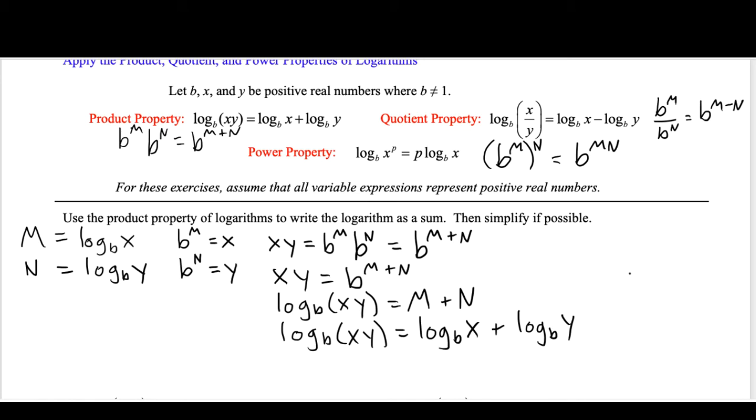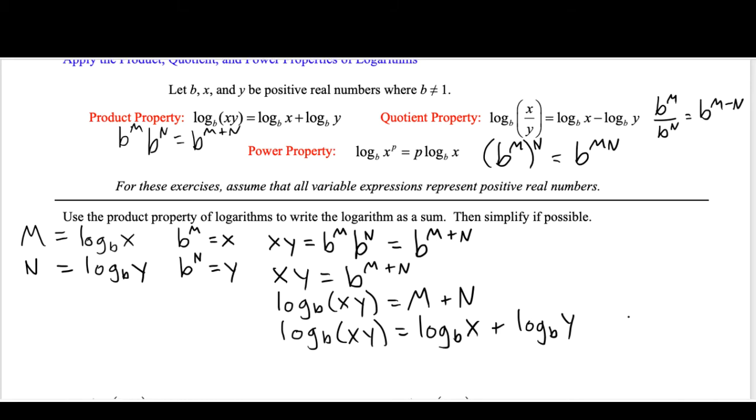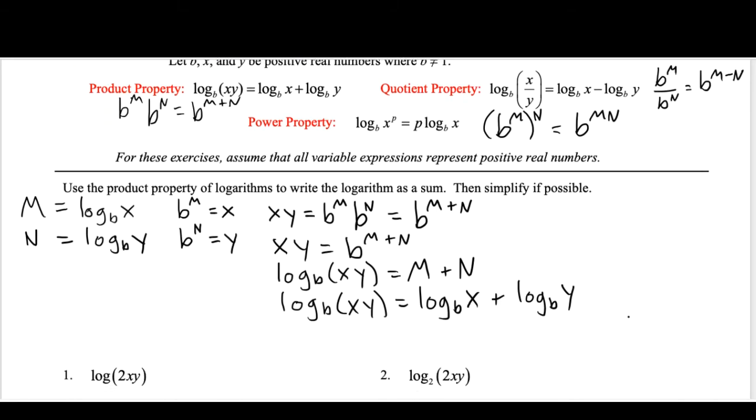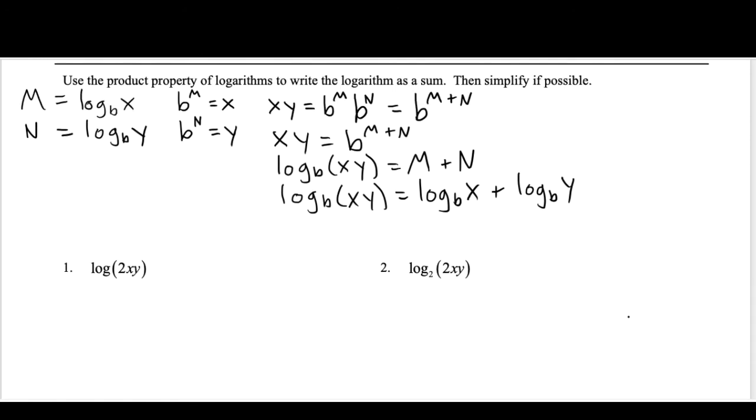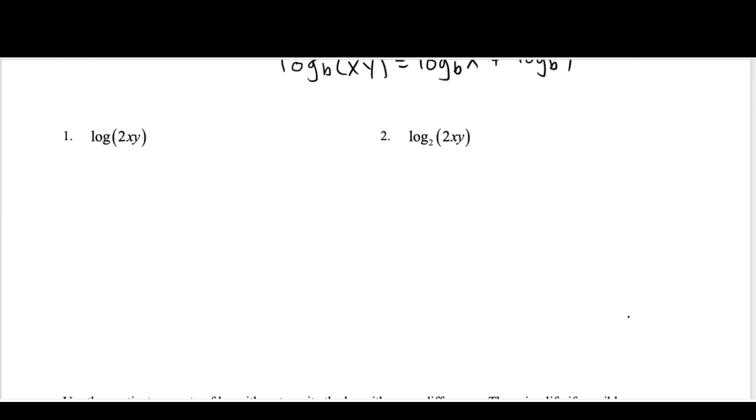It's not difficult. You just follow the same kind of pattern that I did here. But what I want to do for now is go over some examples where we apply these properties. So I'm going to use the product property of logarithms to write these expressions as sums.